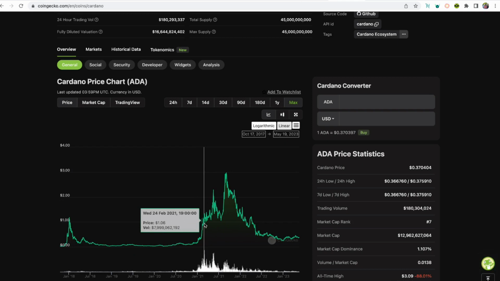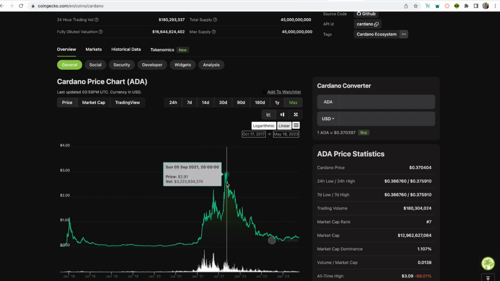And then what tends to happen is not only does the asset eclipse its previous all-time high, it creates a new all-time high. And in this case, it was $3 for Cardano. And in Bitcoin's case, it went all the way up to almost $70,000, beating its previous all-time high of $20,000.